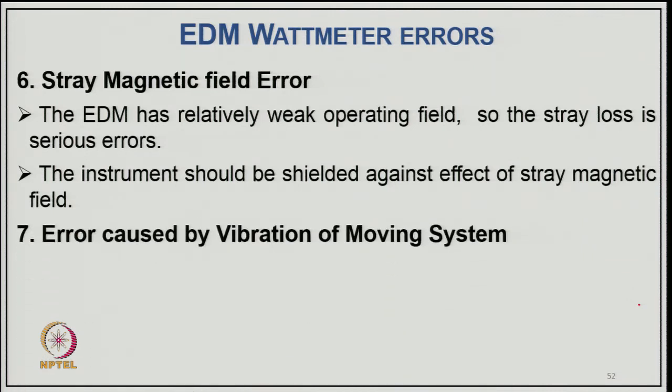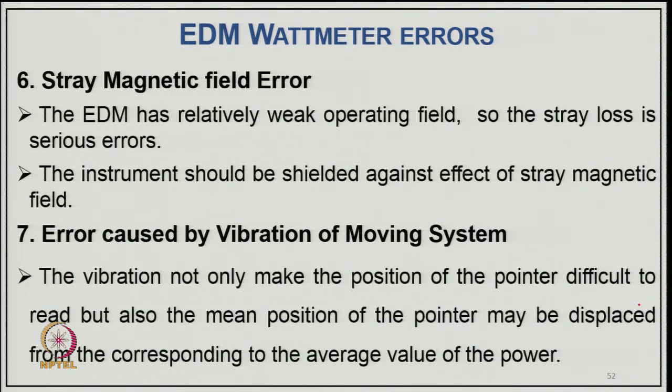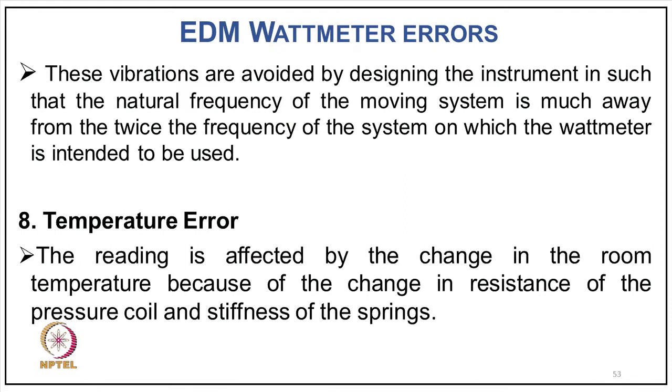Now, coming to the 7th, the error caused by vibration of the moving system. Vibration not only makes the position of the pointer difficult to read, but also the mean position of the pointer may be displaced from the value corresponding to the average value of power. These vibrations are avoided by designing the instrument such that the natural frequency of the moving system must be less than twice the frequency of the system on which the wattmeter is intended to be used.